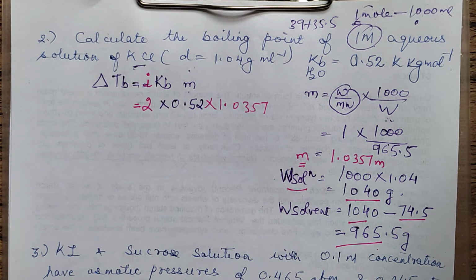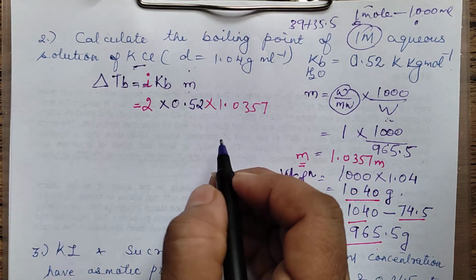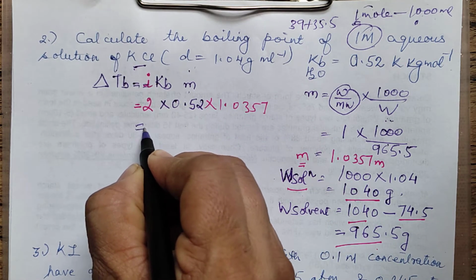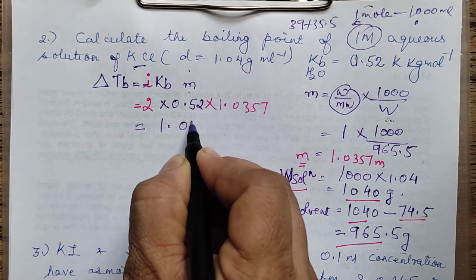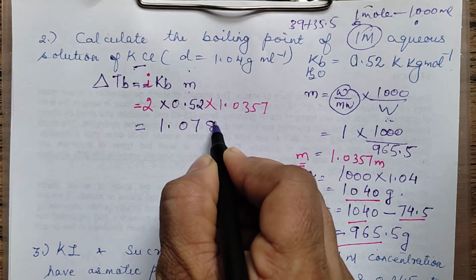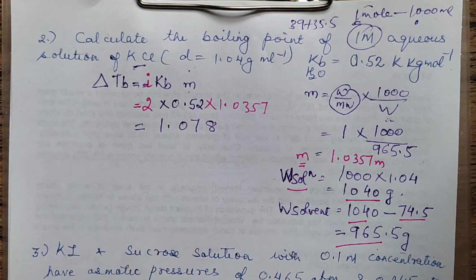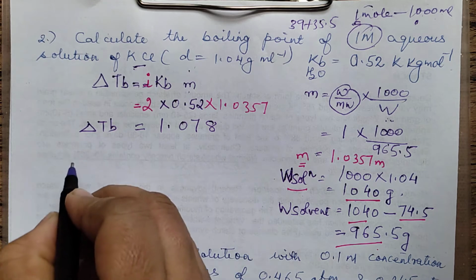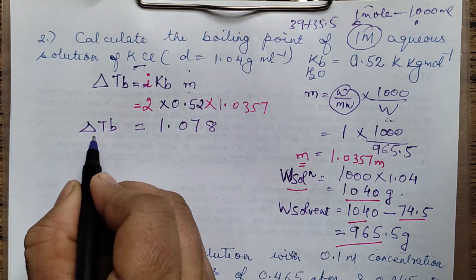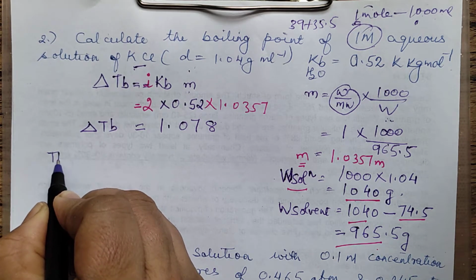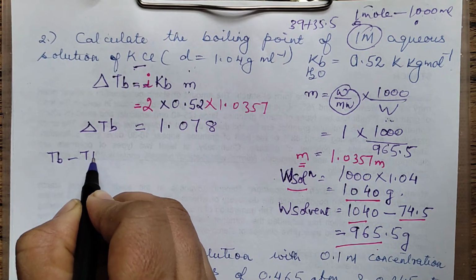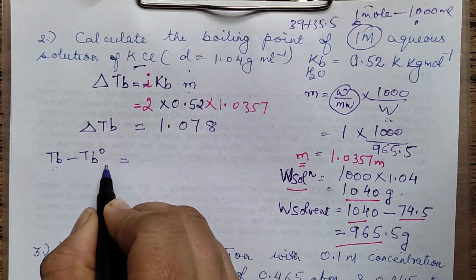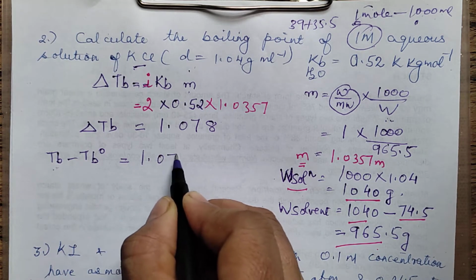Okay. So now when you calculate, you get this delta Tb. If you solve this whole thing, what you get here is 1.078 degrees Celsius. Clear? That means this is delta Tb. What are we asked to calculate? What is this delta Tb? This is Tb minus Tb naught. The solution is more. Okay, that means this difference is equal to 1.078.